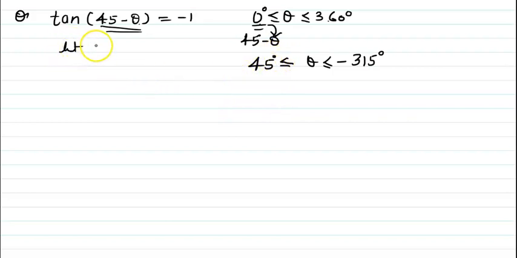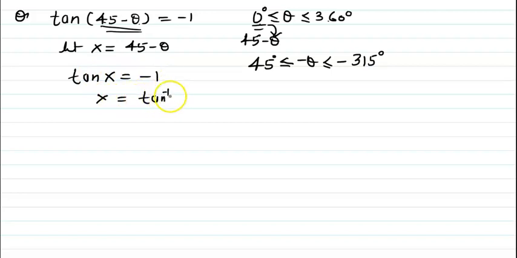So first thing is, let x be 45 minus theta. Here we can multiply by a minus sign because theta is negative here. So tan x equals minus 1, x equals tan inverse of minus 1. So x equals minus 45 degrees.